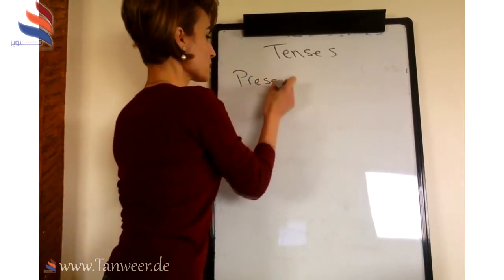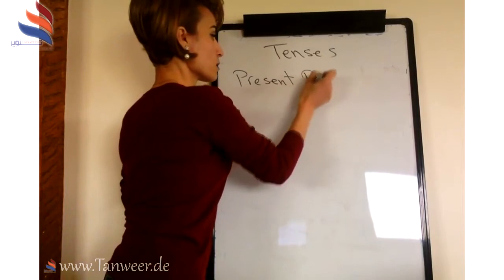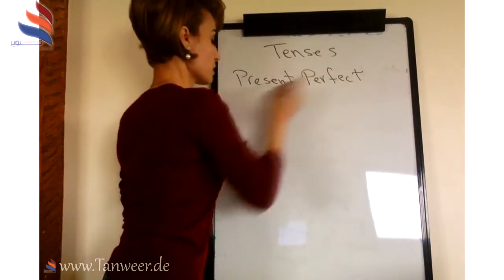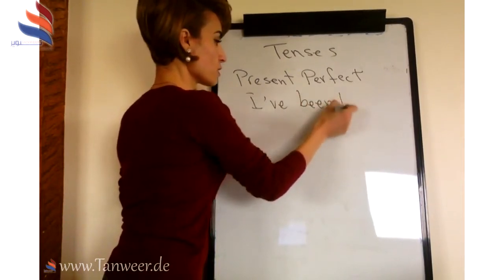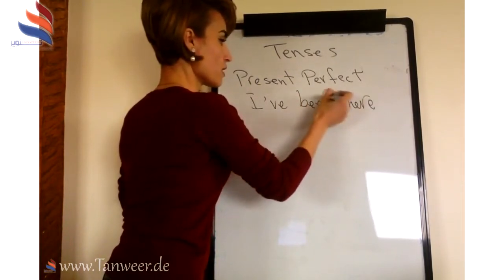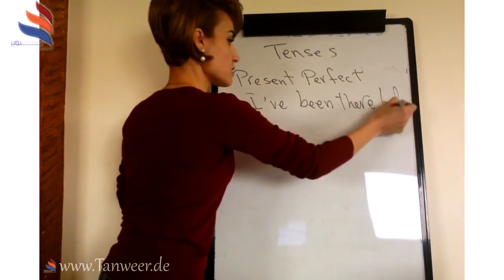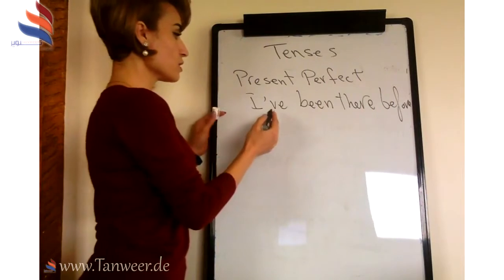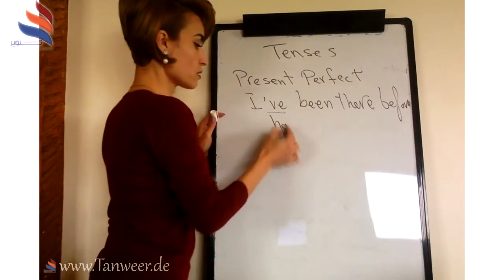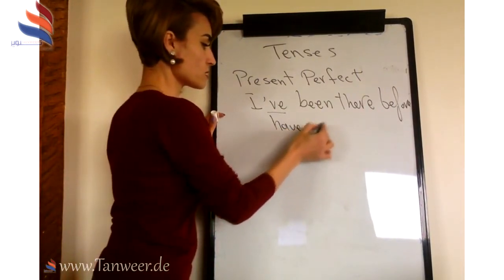And as I said, talking about tenses, guys, when I talk about present perfect, I mean, for example, "I have been there before." This is an example. Have plus past participle.